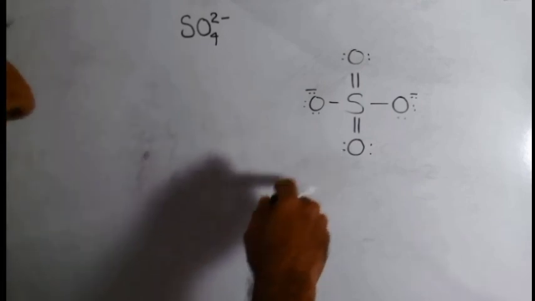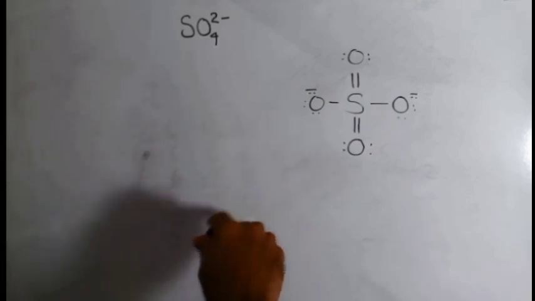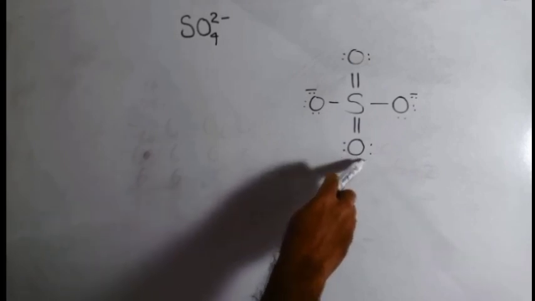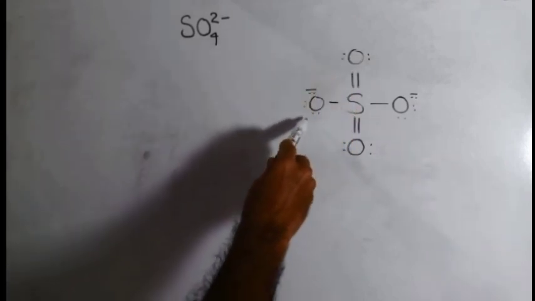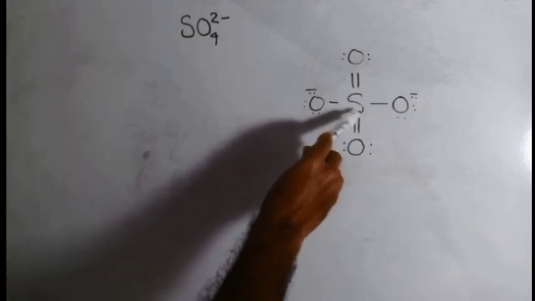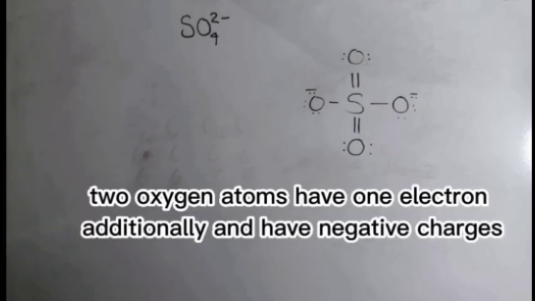Now this is the structure we obtained. So you can see 2 oxygen atoms have 2 lone pairs, and 2 oxygen atoms have 3 lone pairs of electrons. Those oxygen atoms bear minus charges because they have gained 1 electron additionally. Because of that 1 electron, those oxygen atoms have 1 negative charge.